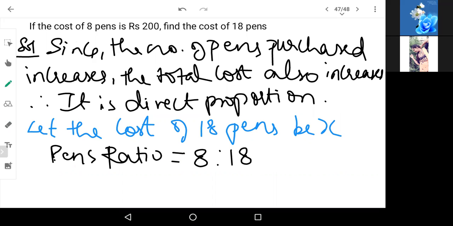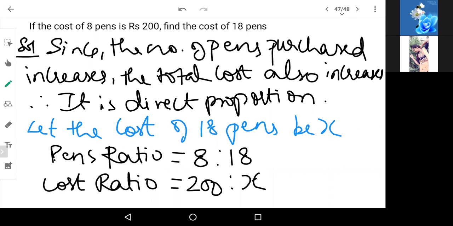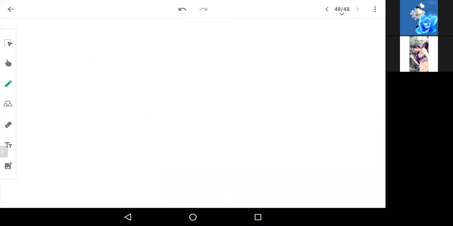Now when you take the amount for the pens, that is the cost, the cost ratio will be: for 8 pens it was 200, for 18 pens we don't know, so that will be X. For 8 pens it was 200. Now for 18 pens, how much? So we have got two sets of ratio. Now let us solve them in proportion. Put it in proportion.